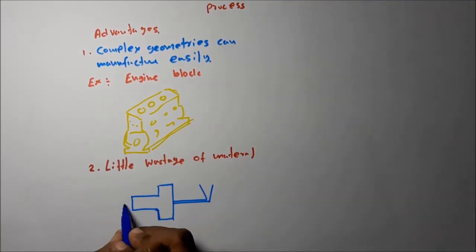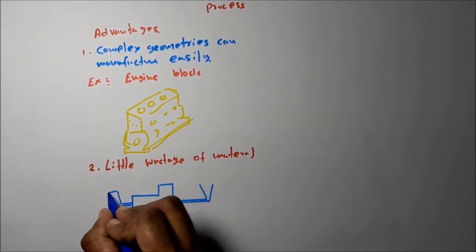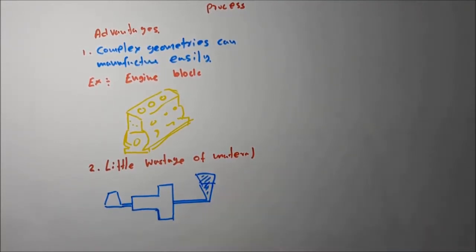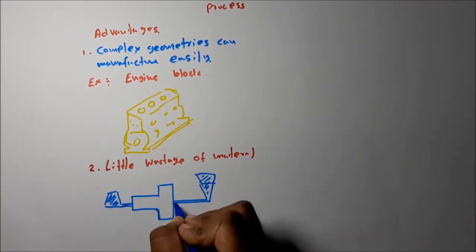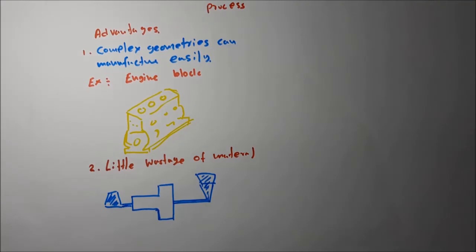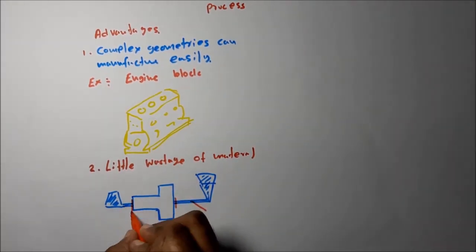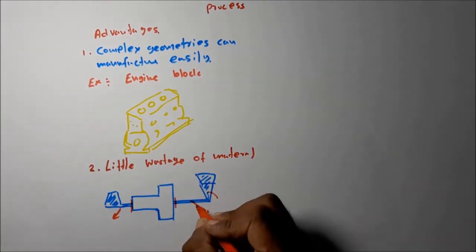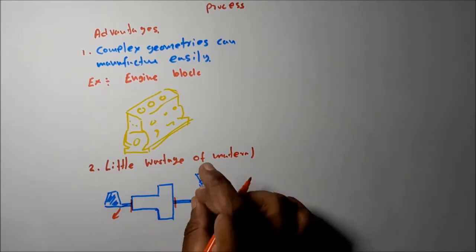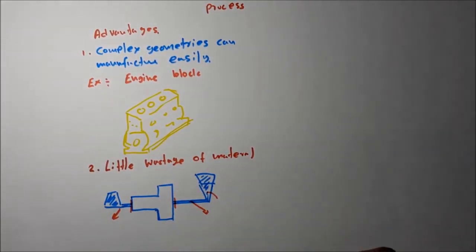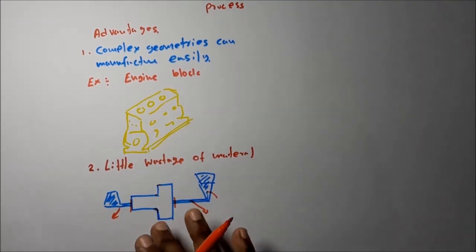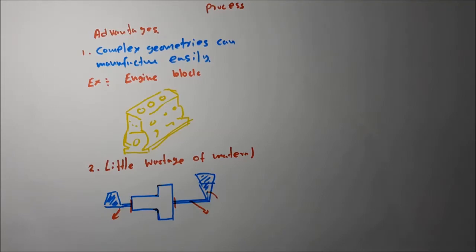Let's take this as the component we are going to manufacture. This is the riser, this is the pouring sprue. Only this material we have to remove after casting. That means we have to part off this component, then remove this one, and also this one. Only these two are removed from the part we are manufacturing, and this material we can reuse, remelt and use in the next operation. So there is very little wastage of material, apart from the grinding and finishing operations and machining operations. That is one of the main advantages in metal casting operations.